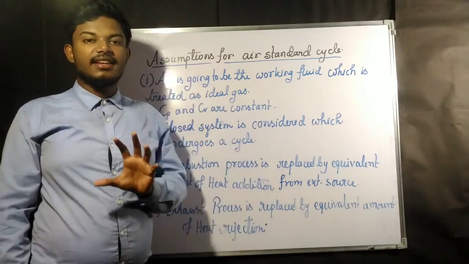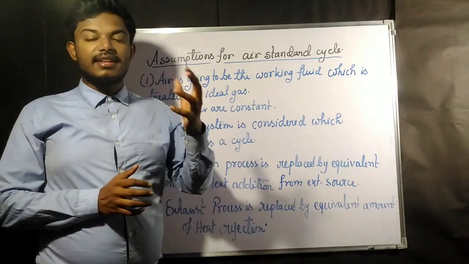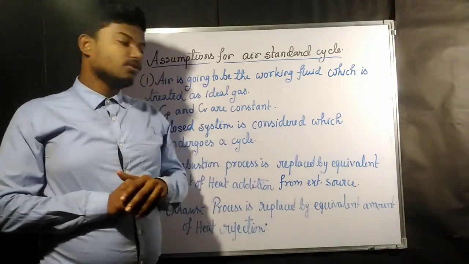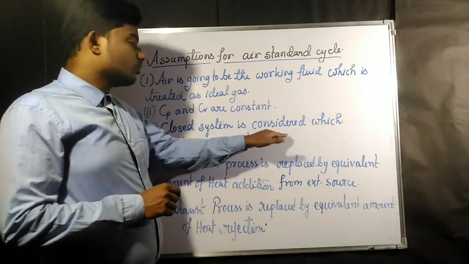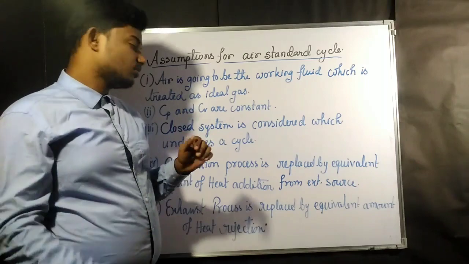A closed system is considered which undergoes a cycle. So whatever cycle we consider, in that cycle there is no mass transfer. No mass transfer is going to be assumed, so that complete cycle is going to be inside a closed system.